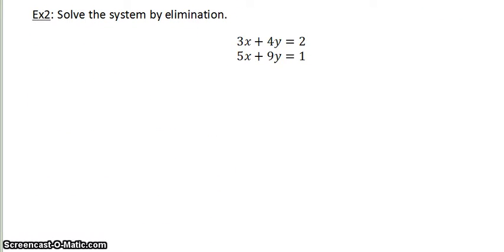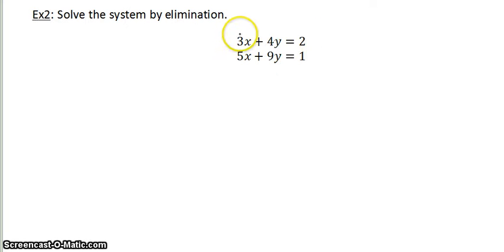Next one. We have 3x plus 4y equals 2, and 5x plus 9y equals 1. I can't just multiply one of these to get the other number, so I'm going to have to multiply both equations by a number. I could try to eliminate the x's, and I could multiply the top by 5 and the bottom by 3, because then we'd get 15x for each of them. Or I could do 9 times the top one and 4 times the bottom one, so then I would have 36y and 36y. It doesn't really matter, up to you. I'm going to do the x's, cancel out those x's.